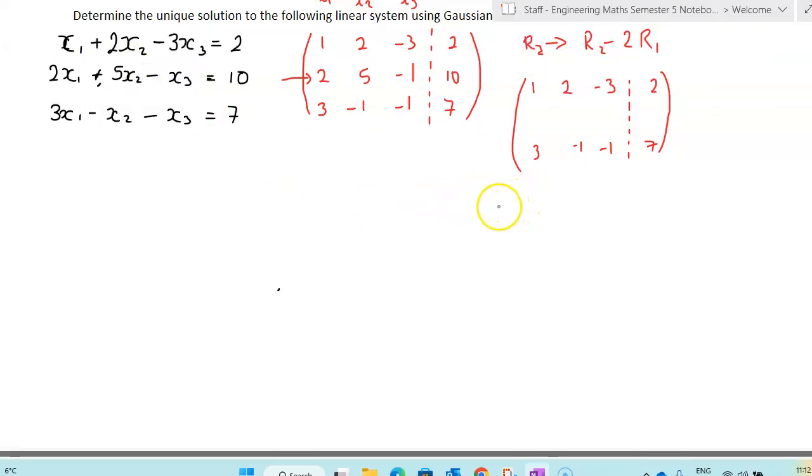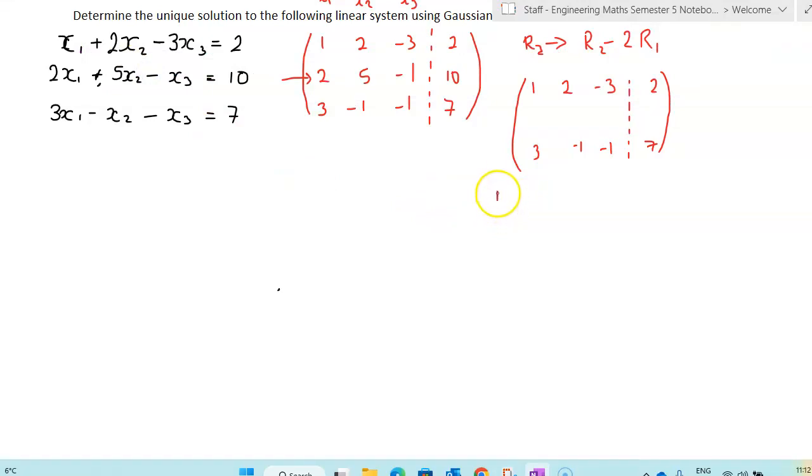So the new row 2 is going to be row 2 minus 2 row 1. So it's going to be 2 minus 2 times, so this 2 here, minus 2 times this 1, minus 2 ones, which is 0, which is what we want. So that's there. The next value is 5 minus 2 twos. That's the x2. So it's 5 minus 4, which is 1. Put that up in there.